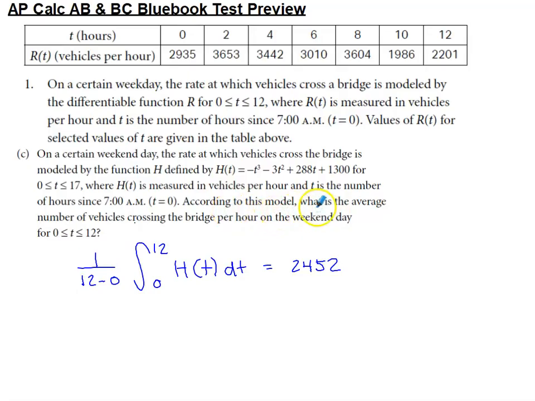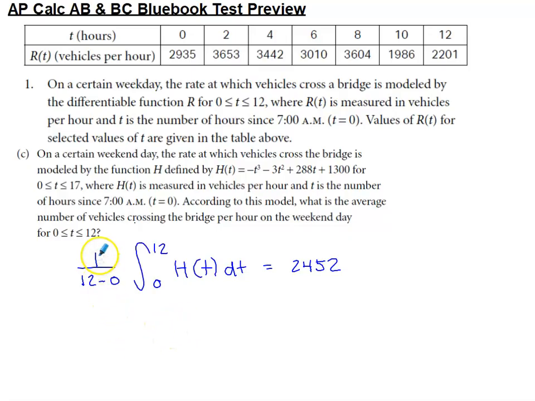According to this model, what is the average number of vehicles crossing the bridge per hour? H of t has units of vehicles per hour. We want the average number of vehicles crossing the bridge per hour, meaning we want the average value of this function h of t on the interval 0 to 12. So all I'm doing here is breaking out the calculation for the average value of the function h of t on the interval 0 to 12.